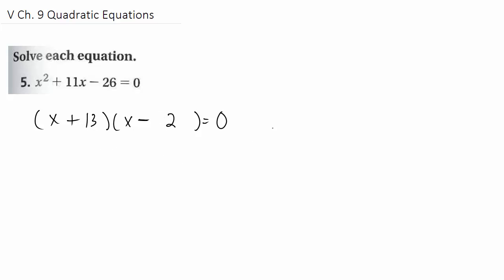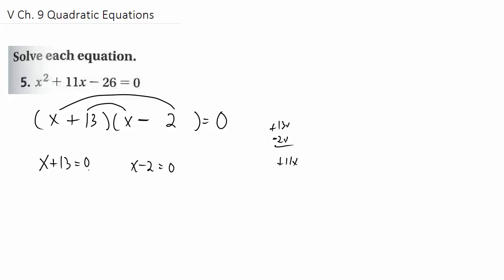And it checks out. If you take plus 13x and minus 2x, you get the plus 11x. Okay, if for some reason you put the signs differently, it would give you a negative 11, so you'd swap them. But once you have it factored, you set each factor equal to 0. So you get x equals negative 13 as the solution and x equals 2.